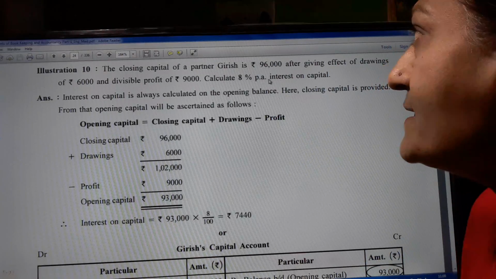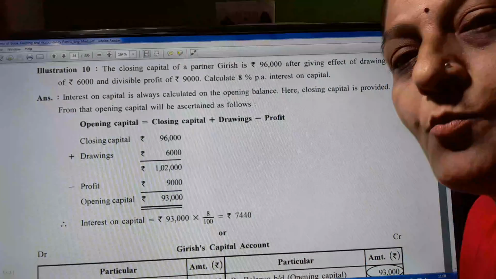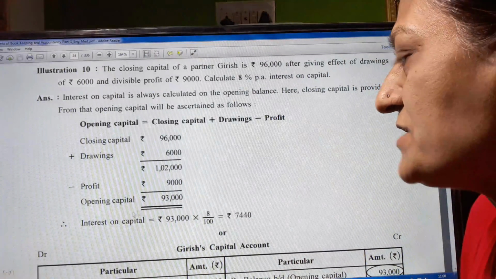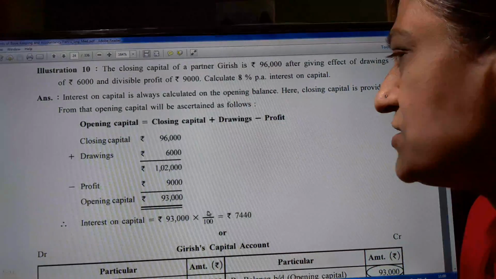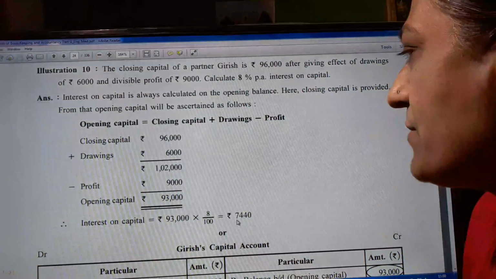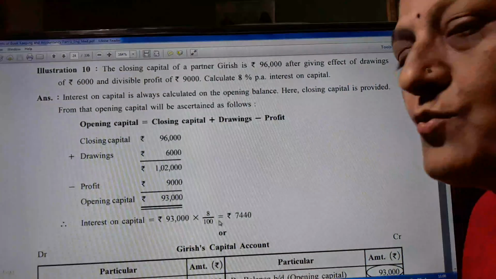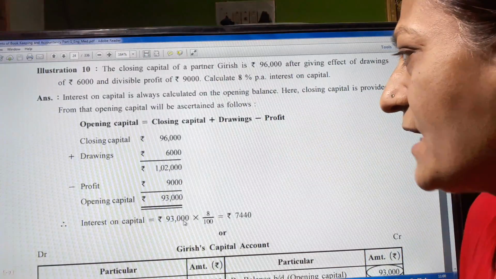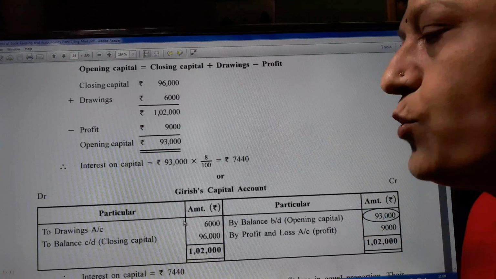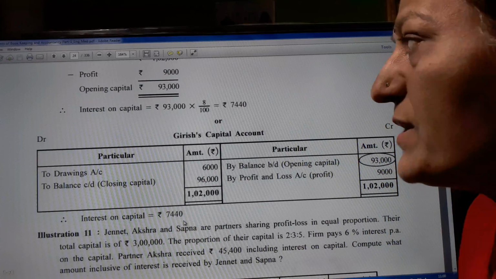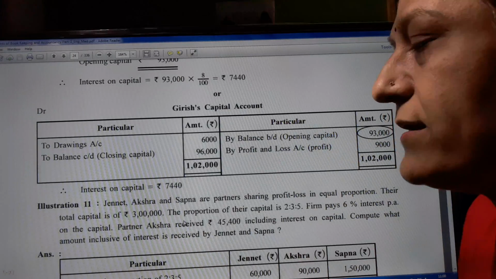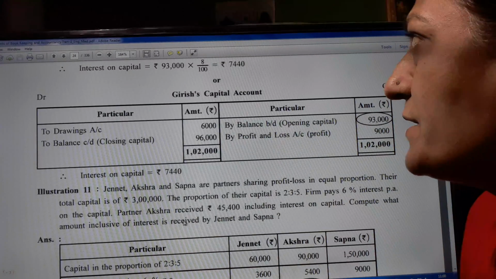Now 8% interest is very easy because we get the opening capital. So interest on capital is equal to 93,000 into 8 upon 100. Then we get the amount 7,440 rupees. It is the interest on capital. And after we get the opening capital, then it is very easy, because we know that when we want to find out the percentage, then 8 upon 100 is there.